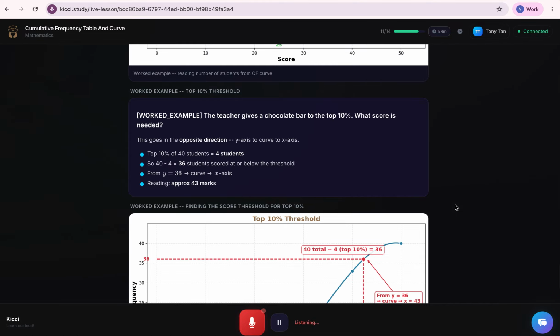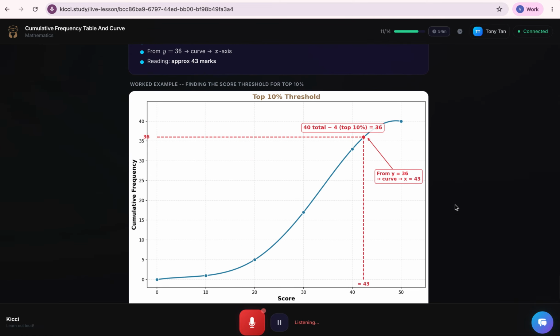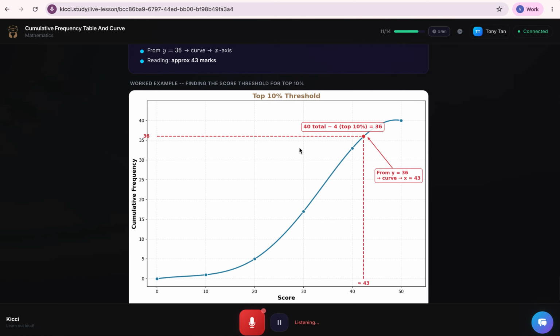Then the 36 students scored below the threshold. So I need to draw a line from 36 upwards to the graph and then draw the line. Yeah. Sorry, explain.